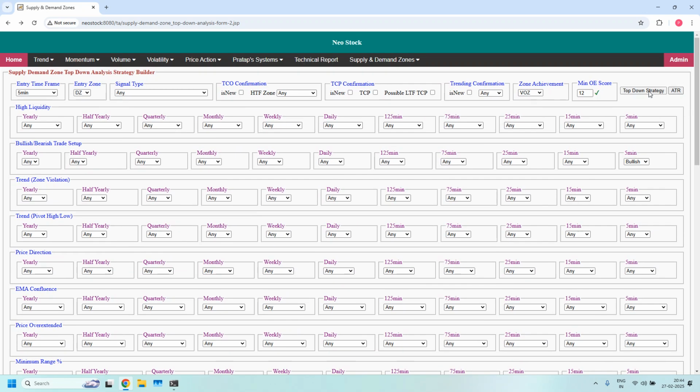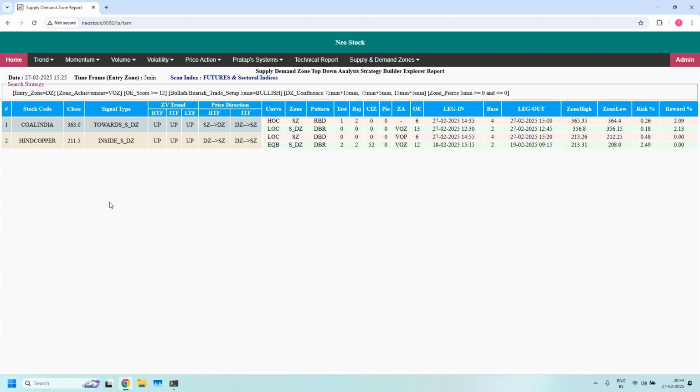With all the 3 filters, we got 2 stocks. That means in these 2 stocks, these 5 minutes demand zones are overlapped with 15 minutes demand zone. Both together again overlapped with 75 minutes demand zone. That means these 5 minutes demand zones are fine-tuned demand zones, fine-tuned 5 minutes demand zones in 75 minutes zone. And 75 minutes trend is up in both the stocks.